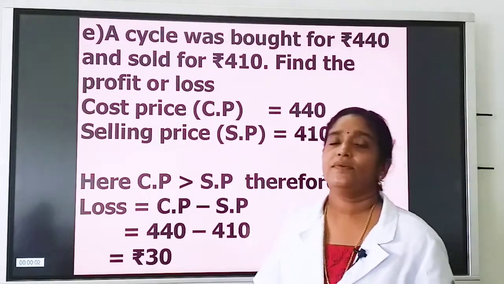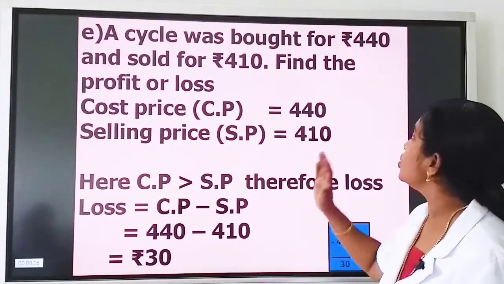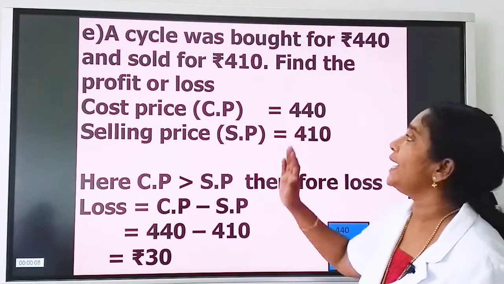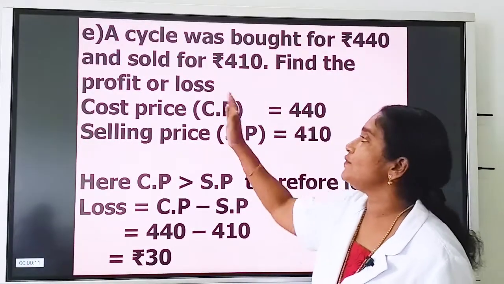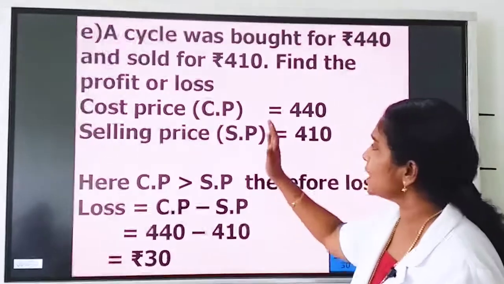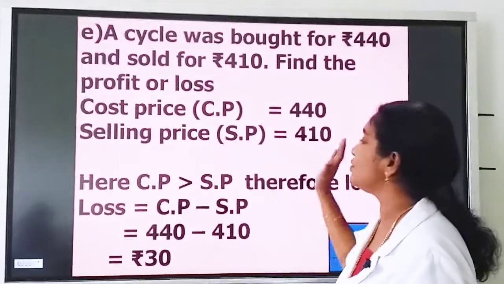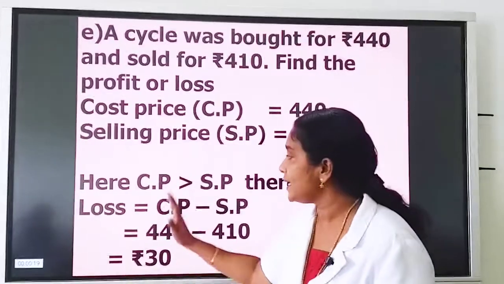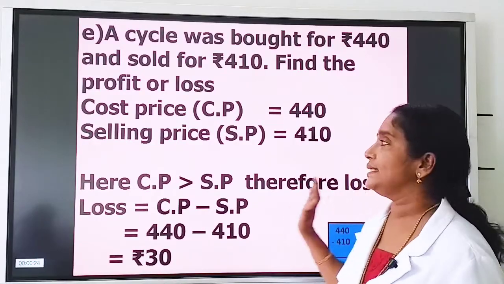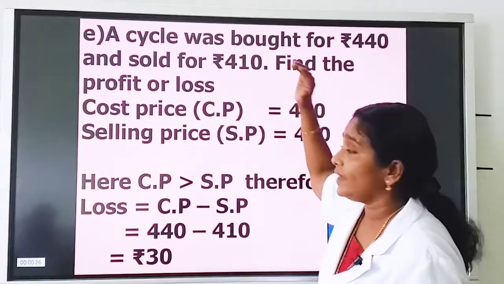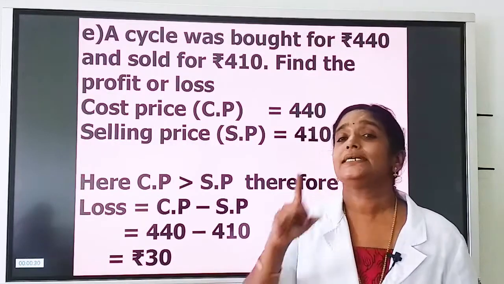Okay, we can do one example. A cycle was bought for rupees 440 and sold for rupees 410. Find the profit or loss. Cost price equal to 440 and selling price equal to 410. Here CP greater than SP, therefore it is loss. So when the cost price is greater than selling price, it is loss.